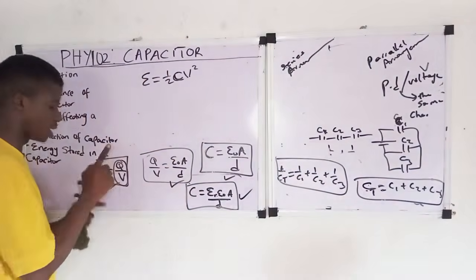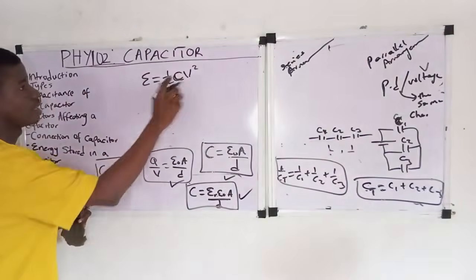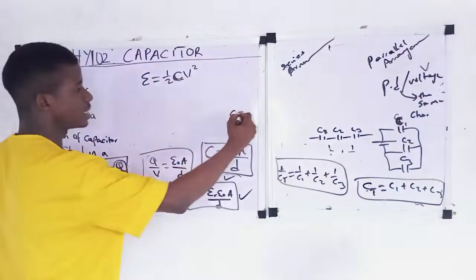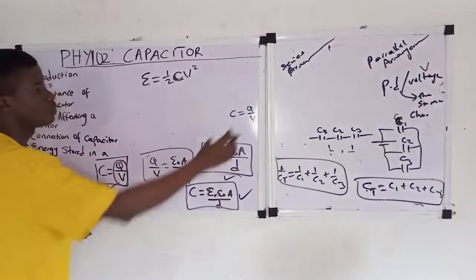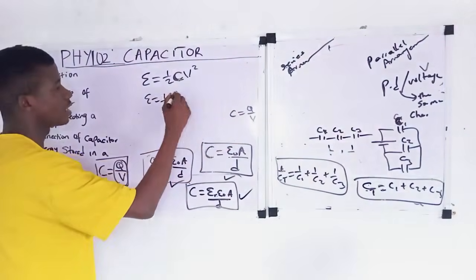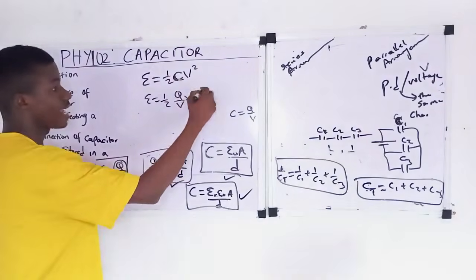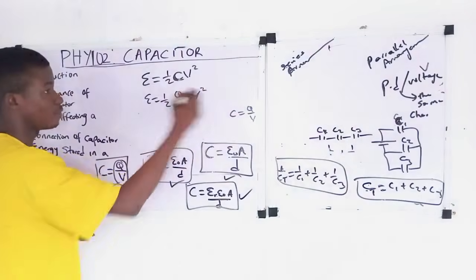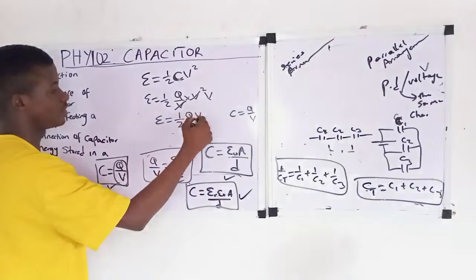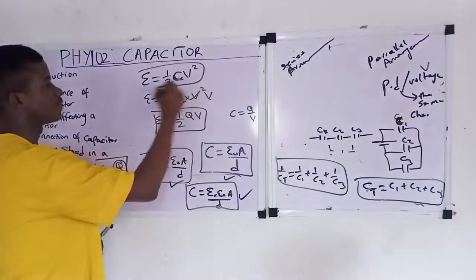So let's get the other formulas. There are three. We have gotten one, let's do the other 2. Now, this is capacitance. Remember, capacitance is charge over V. So if we put charge over V in place of C, we have charge over V, then times V square. This V will cancel this V, and we'll be left with one V. Therefore, energy will now be half QV. So this is another formula.